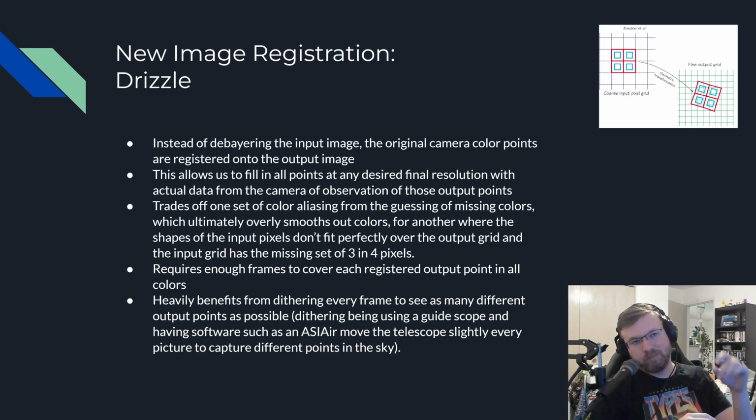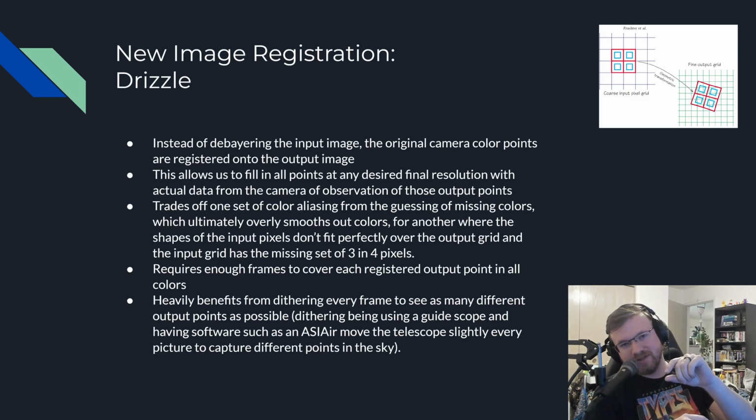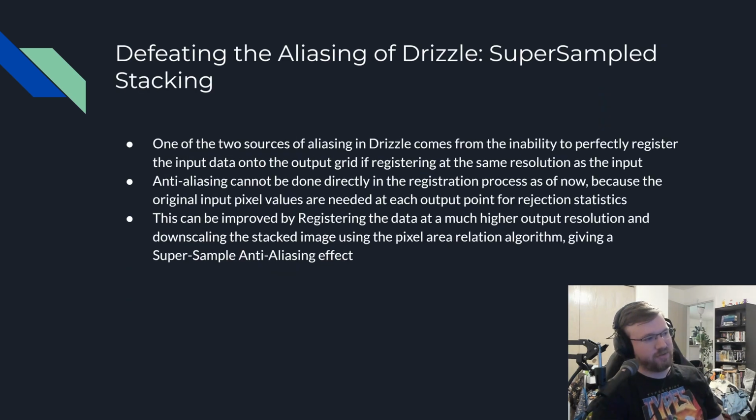Maybe the output pixel is halfway between two pixels, so it's going to choose, okay, maybe it's a little bit closer to one side, so it ends up effectively aliasing it to that pixel, when really if it were anti-aliased, it would say, okay, I'm going to drop it half in this pixel and half in the other pixel. And it can't do that because you need to nearest neighbor sample these droplets to be used for rejection statistics.